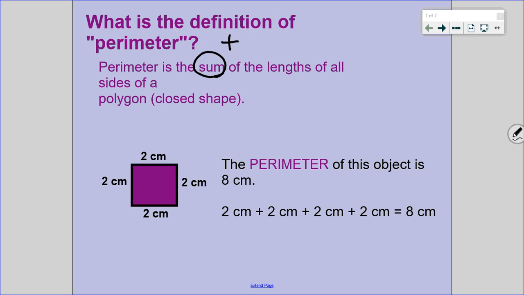The way I like to remember perimeter is like if I need to put a fence up in my backyard, I need to know the perimeter of the yard to know how much fence I'll need to get at the store to go around my yard.